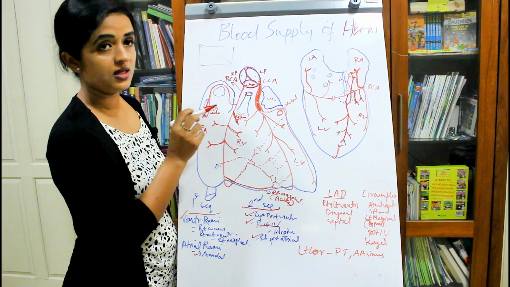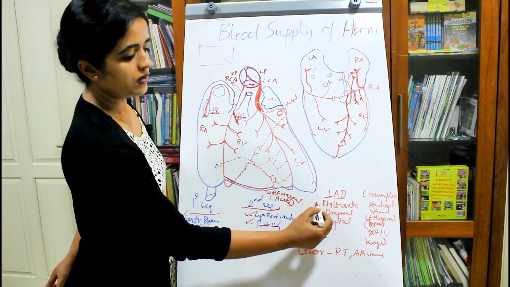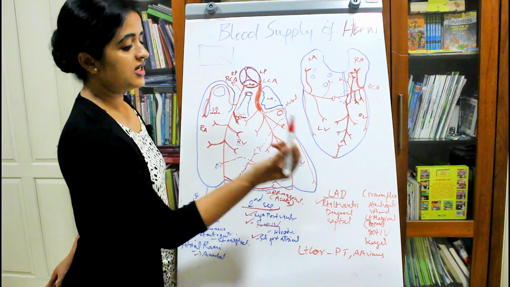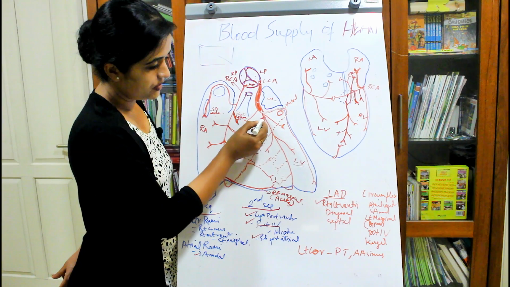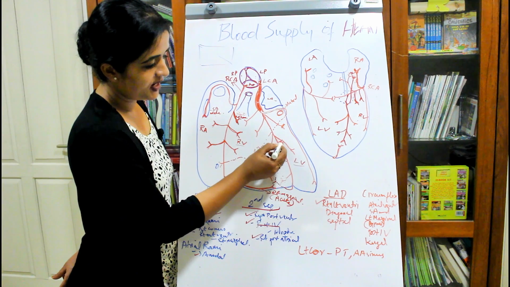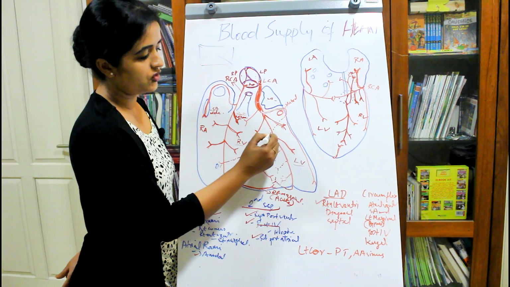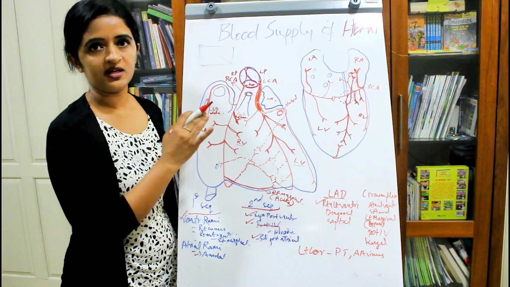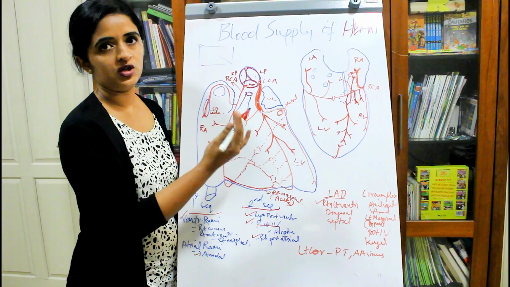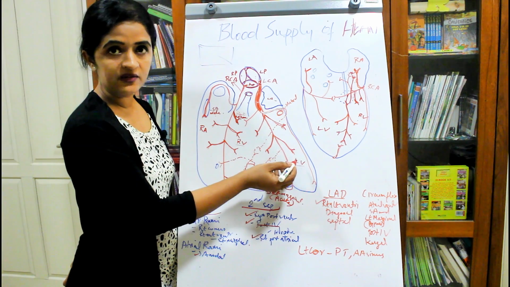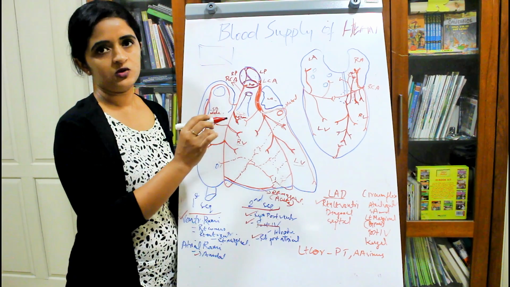Now let's discuss the branches of the left anterior descending. The first one is right and left ventricular rami. If this is the anterior interventricular branch, you can see branches from this going to the left as well as to the right side, in both directions. That is what is meant by right and left ventricular rami, because it will be mainly supplying the left ventricle, but it will also be supplying the adjacent sides of the right ventricle as well.